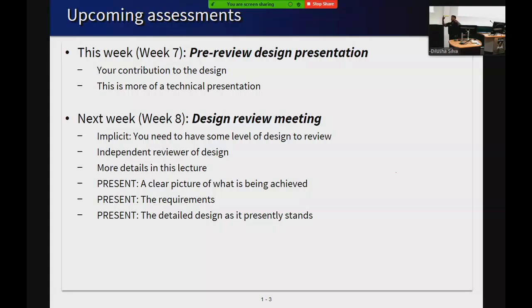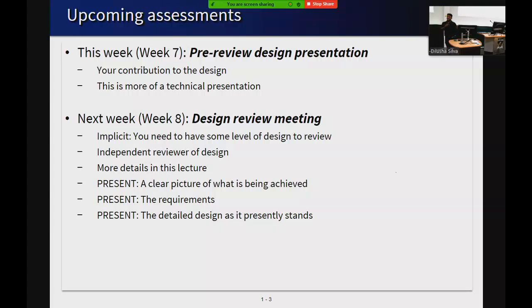We will be rotating around the facilitators. At least we'll be trying very hard to rotate around the supervisors. So the person who attends your design review meeting is not your supervisor. It will be somebody else. And the concept there is it is somebody who has not had any input to your design whatsoever, and so they are a fresh pair of eyes.